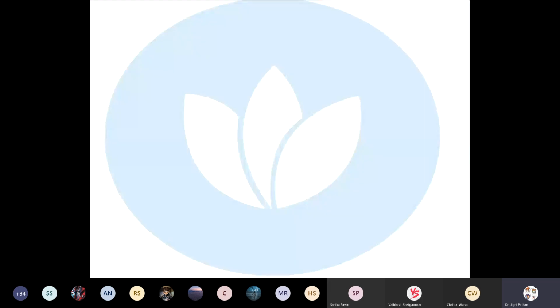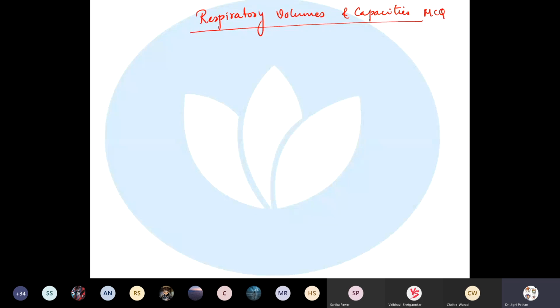Now, today we'll be learning about respiratory volumes and capacities. You should know this, it is very important for your MCQ papers for the NEET exam.